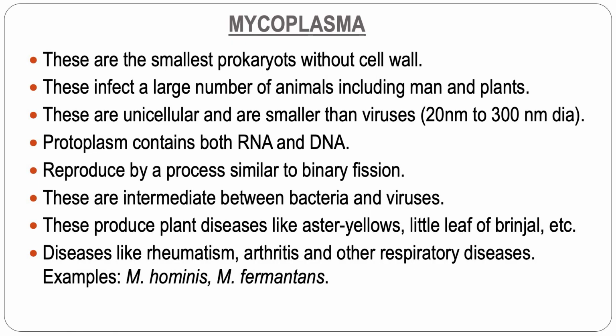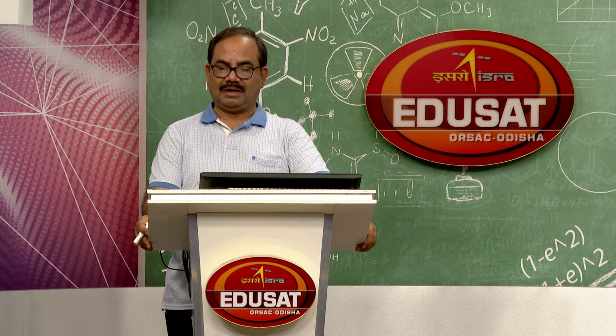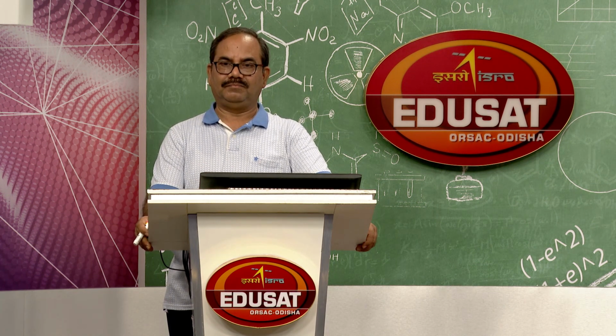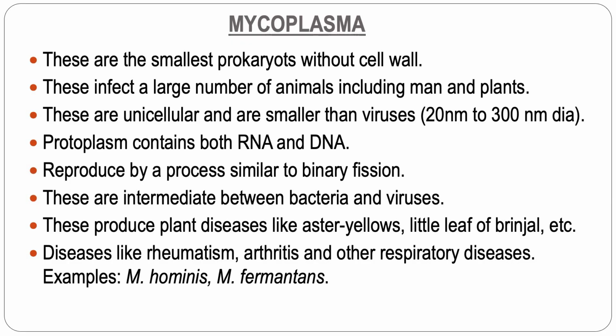Then we shall come to the next one, that is the Mycoplasma. Mycoplasma are the smallest prokaryotes, without a cell wall. These infect a large number of animals including man, and also cause infection to plants. Their size is very, very small, ranging from 300 nm to 20 nm in diameter. They are unicellular and also smaller than viruses. Their protoplasm contains both RNA and DNA.